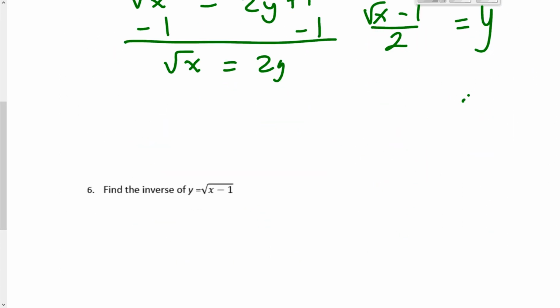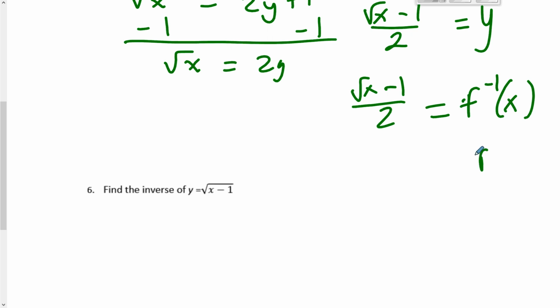So that'd be f inverse of x is equal to, and you can switch the places of these. You could let f inverse of x be on the left. You could write it like that, or you could write it like this: square root of x over 2 minus 1/2. Or 1/2 square root x. That'd be okay too. Okay, so this one, you can switch the x and y's.